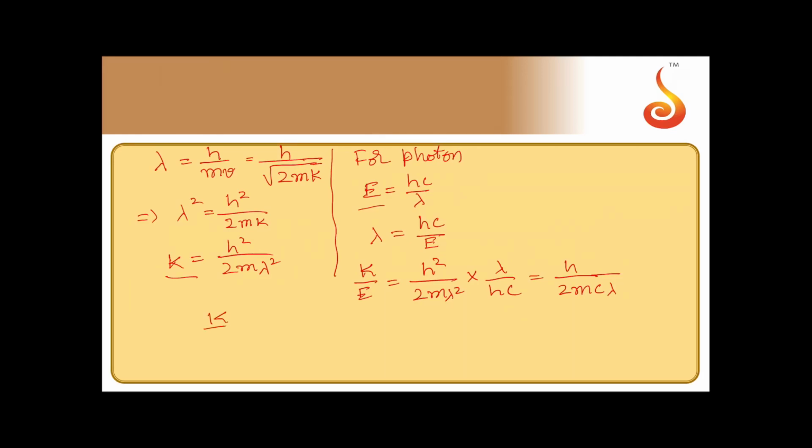Now k by E is equal to h divided by 2mc into lambda, where lambda is de Broglie wavelength, so you can take it as h by mv. So m gets cancelled, h gets cancelled. What we get is v by 2c. So we got K by E is equal to V by 2C.